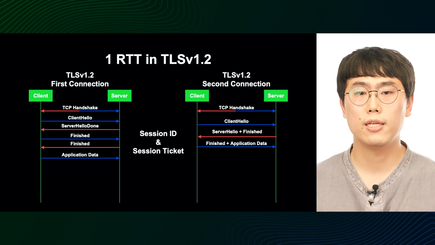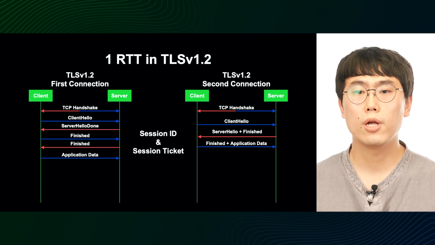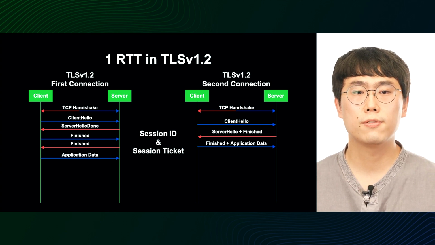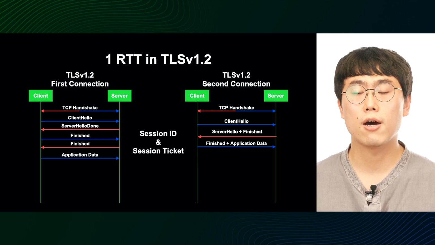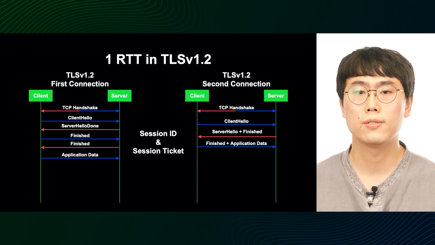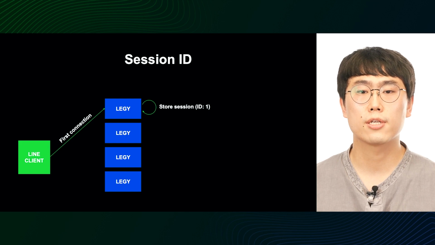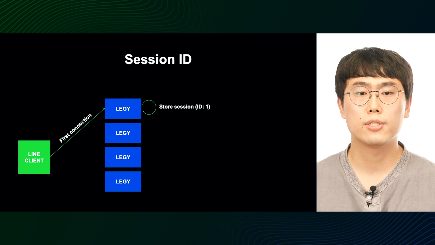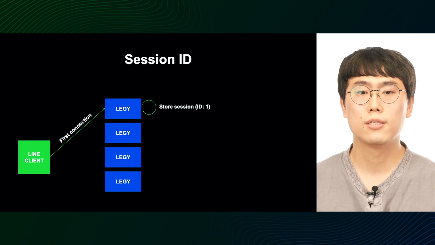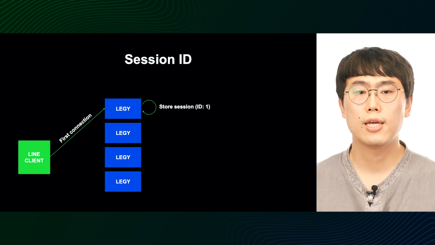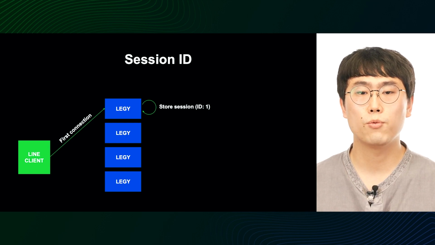There are 2 techniques for session resumption. One is session ID, which TLS 1.2 supports, and the other is session ticket, which works as a TLS extension. Session ID is to store the cryptographic parameters in the server. Each stored session is given an ID. In this example, a session is newly established and the session is stored with ID 1 in the connected LEGY server.